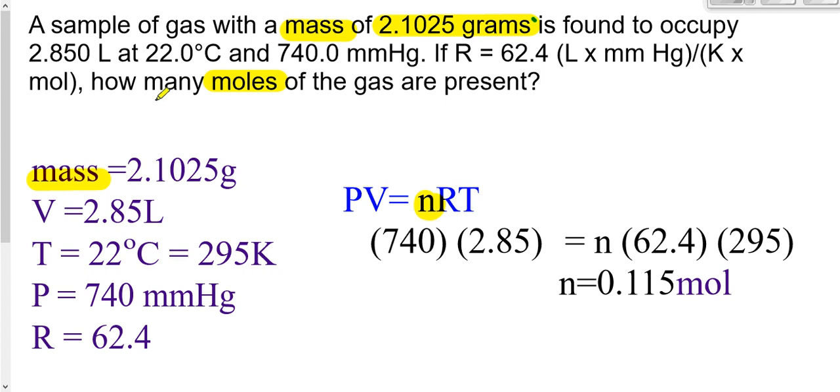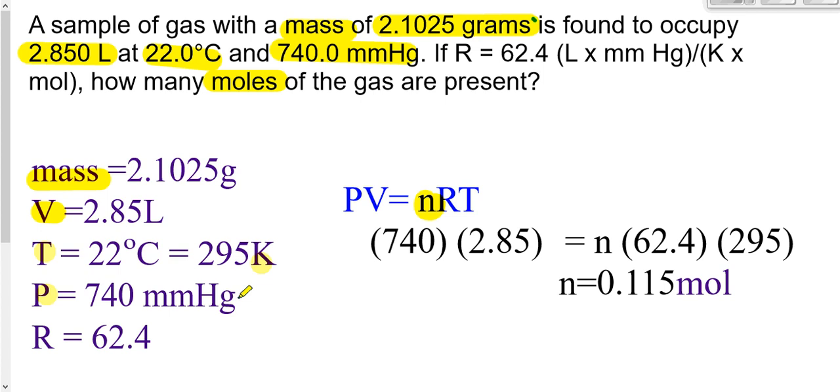It's found to occupy 2.850 liters. Well, I know liters. Liters measures volume. At 22 degrees Celsius is temperature. Of course, we have to change that right away to kelvins by adding 273 to it. And we are at 740 millimeters of mercury, and there is my unit for pressure, 740.